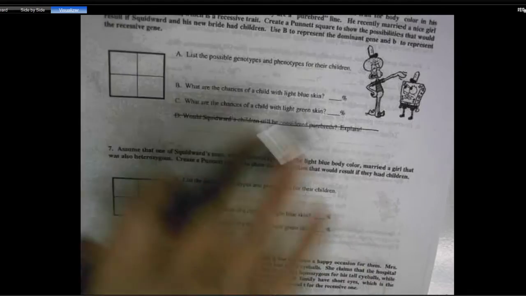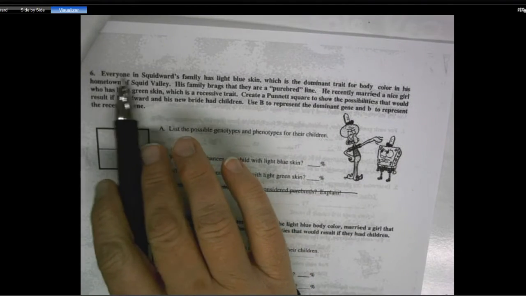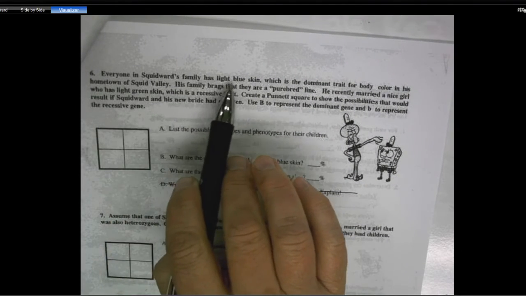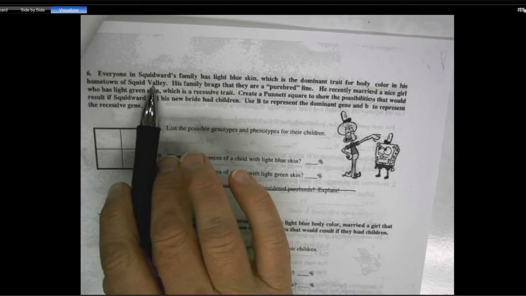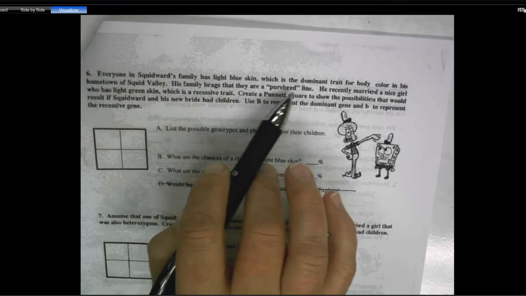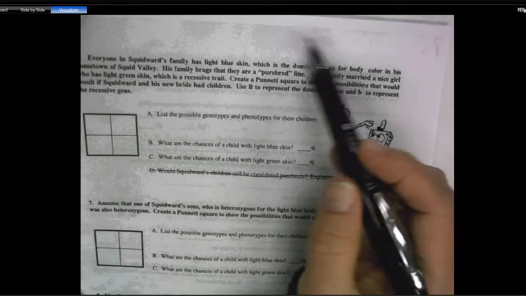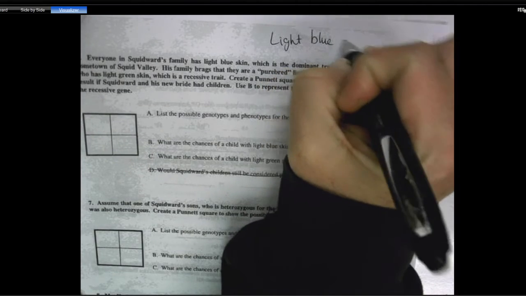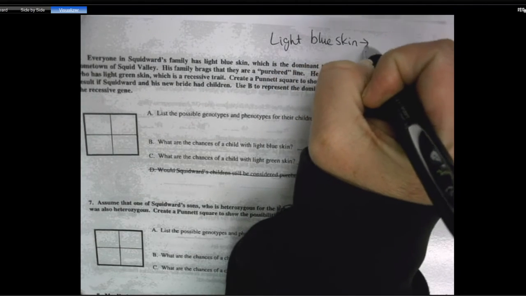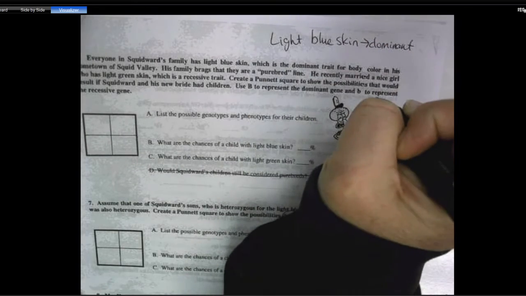Oh, this is the one that I wanted to talk about. Number 6. It talks about everyone in Squidward's family has light blue skin, which is a dominant trait for the body color in his hometown of Squid Valley. His family brags that they are a purebred line. What that means is that light blue skin is dominant. So I'm just going to write that up here. Light blue skin is dominant. Okay. And it says that his family brags that they are purebred.